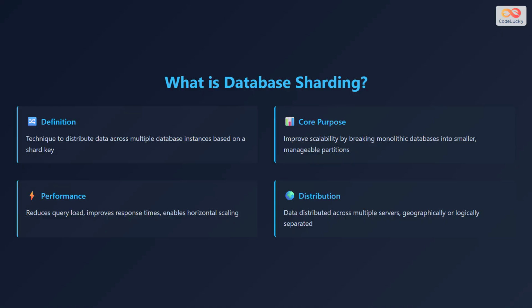Database sharding is a technique that distributes data across multiple database instances based on a shard key. The core purpose is to improve scalability by breaking a monolithic database into smaller, manageable partitions. By sharding, you reduce query load on each database instance, improve response times, and enable horizontal scaling. Data is distributed across multiple servers, either geographically or logically separated, making the entire system more efficient.